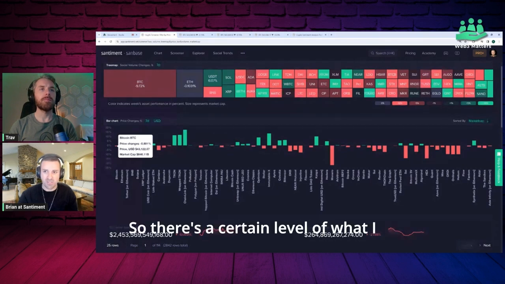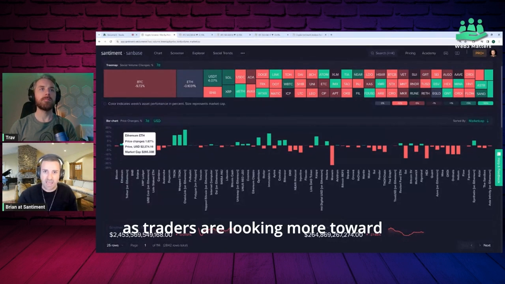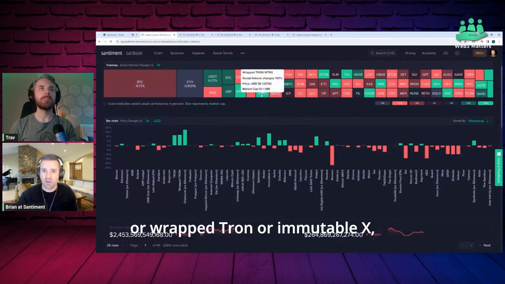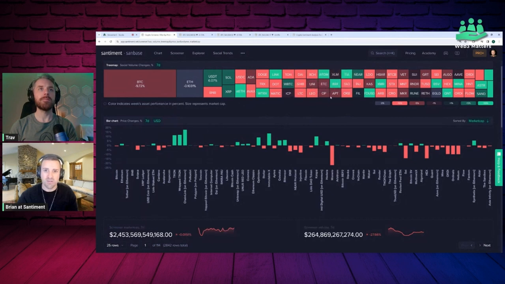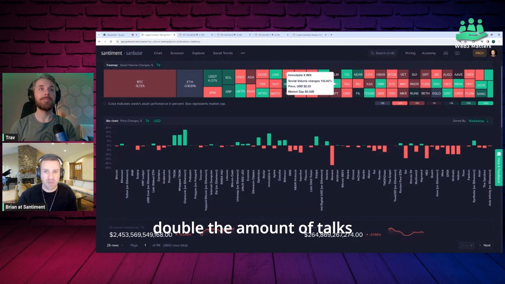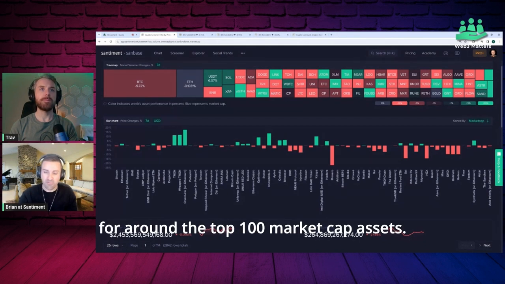So there's a certain level of what I believe is complacency and apathy right now to the general markets, as traders are looking more toward what's going on with staked Ethereum or wrapped Tron or Immutable X, which, especially Immutable X here, I see is having double the amount of talks over the past week compared to the week before. So essentially, this is a way to look at the social volume and price changes over time for around the top 100 market cap assets.